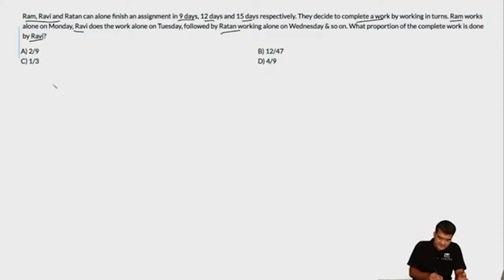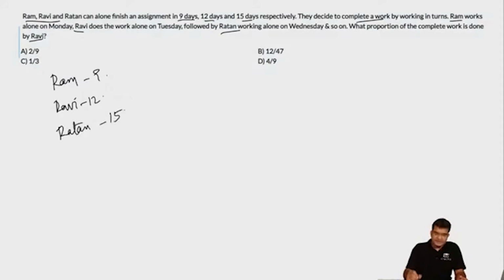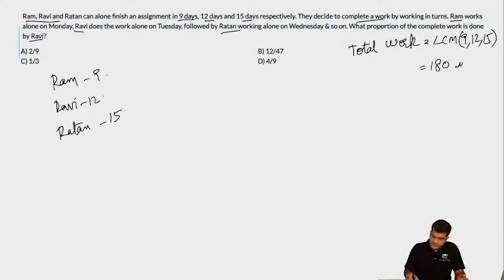Because Ram can finish the job in 9 days, Ravi can finish the job in 12 days and Ratan can finish the job in 15 days, in order to calculate faster, let us assume that the total work that needs to be done is the LCM of 9, 12 and 15. What is the LCM of 9, 12 and 15? This is equal to 180. So let us assume that the total work that needs to be done is 180 units.